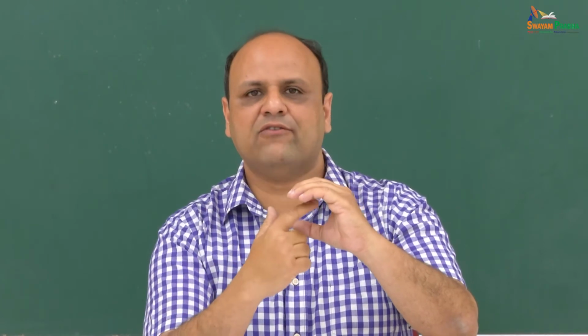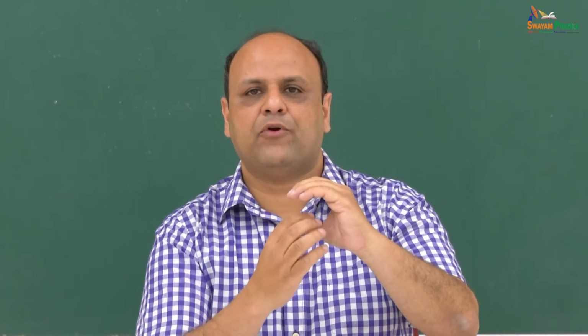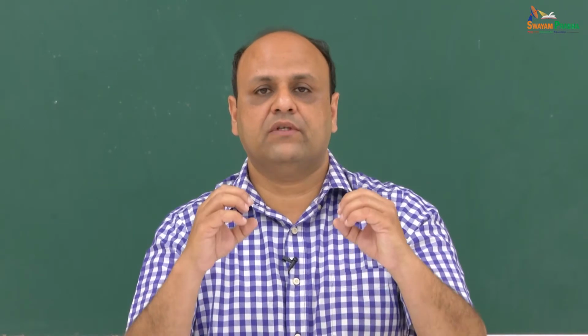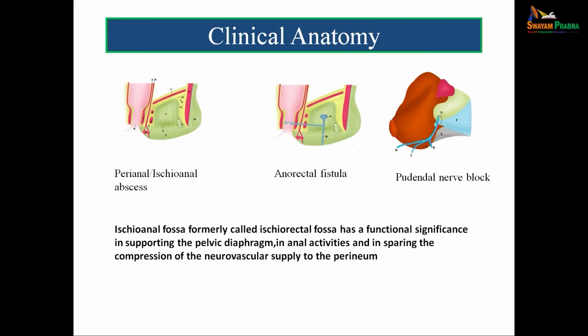Now this Pudendal canal carries the neurovascular supply of the perineum. So the fat in the fossa protects the Pudendal canal. The Pudendal canal is also one of the components of the ischiorectal fossa or ischioanal fossa, and its presence gives it vital importance because the Pudendal canal is the neurovascular supply of the perineum. So the Pudendal canal is also a content of the ischioanal fossa, and the main content of the ischioanal fossa is fat.